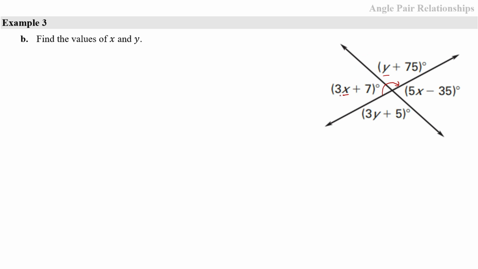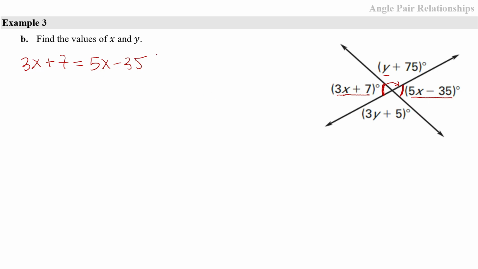So what we're forced to do is look at this angle here with the x and the angle on the other side with an x. What kind of angles are those? Those are vertical angles, and therefore I must set them equal to each other because I know vertical angles are equal. I can say 3x plus 7 is equal to 5x minus 35. And then I can solve for x and get the value of x.